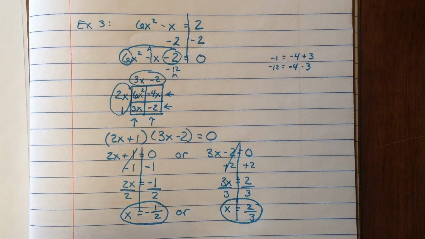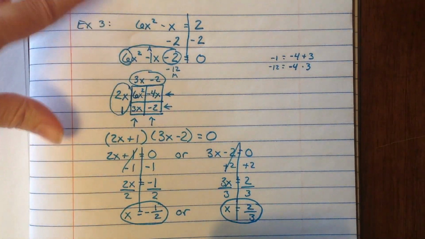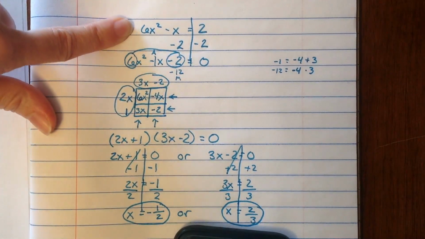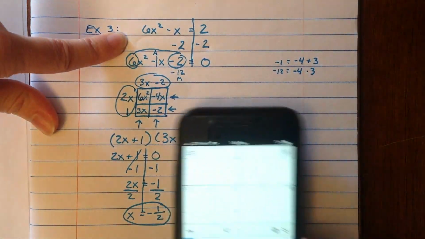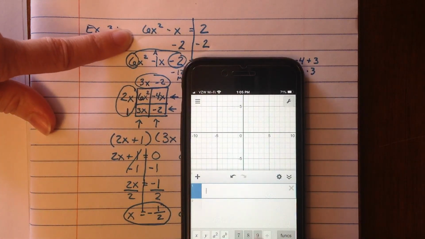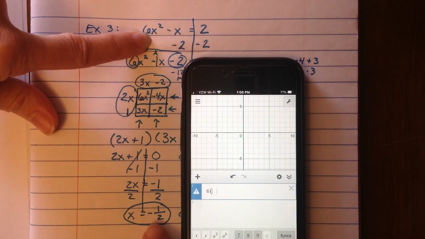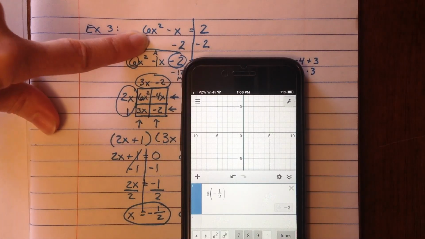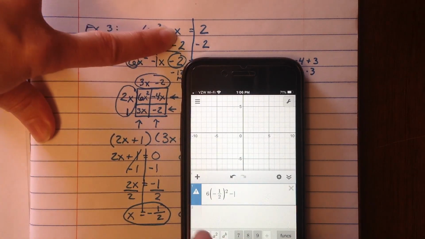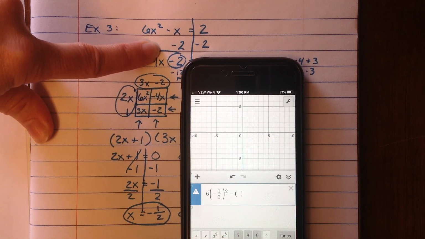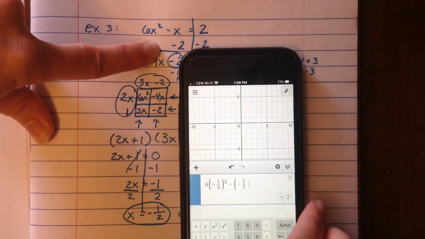And we can type this back into Desmos if we want to check ourselves. So remember our original equation up here at the very beginning, we want to go back to the beginning, is 6x squared minus x should be equal to 2. And so I want to check my answers in Desmos. So I'm going to type in 6 parenthesis my x, my first x, I'm saying that x is equal to -1/2. Remember, this is just a way to check your answers. This is not a necessary step, but it's just typing it in to check it. That's squared minus, and then x is -1/2, and that should be equal to 2.